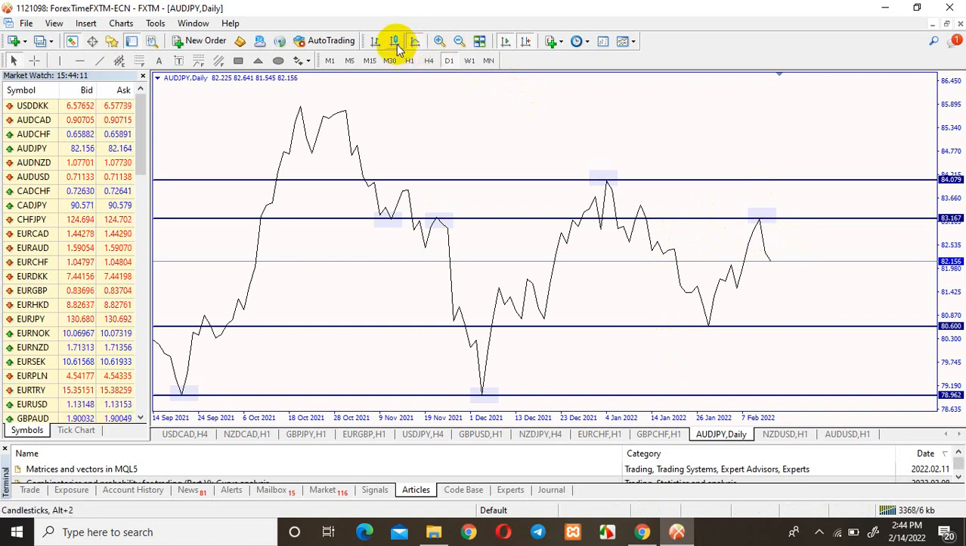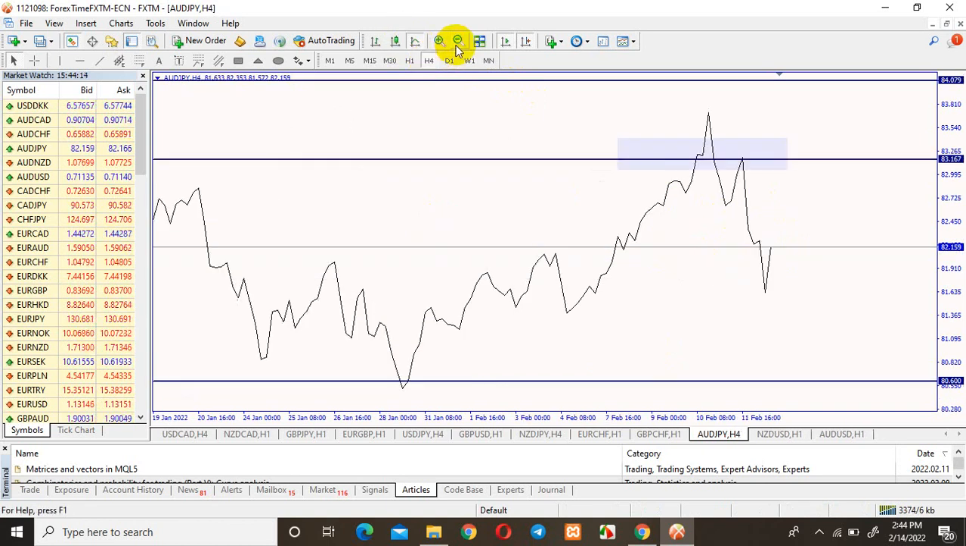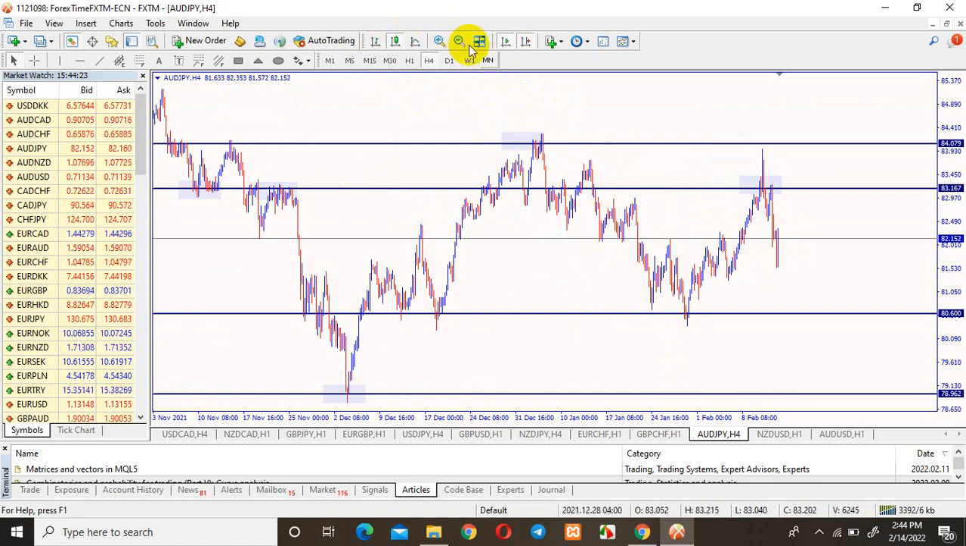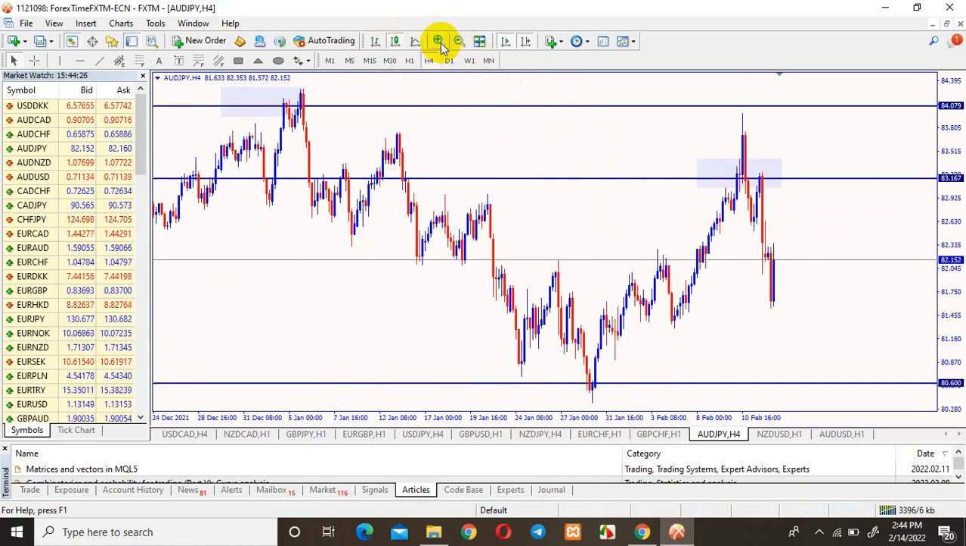Then what next? I go to H4. On H4, okay, let's quickly move into our candlestick chart. On H4, on our candlestick chart, we see price has made a nice move up. So what are we expecting on this price?